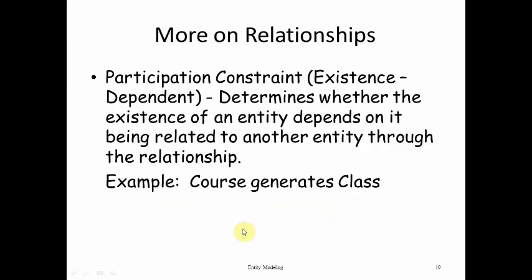Okay. So we have the participation constraint, existence, and dependent. This determines whether the existence of an entity depends on it being related to another entity through the relationship. One cannot exist before the other is in existence, like we cannot talk of course units without having the course program itself. Just like in the example where we say a course will generate classes, so it's from the course units that we can get classes.